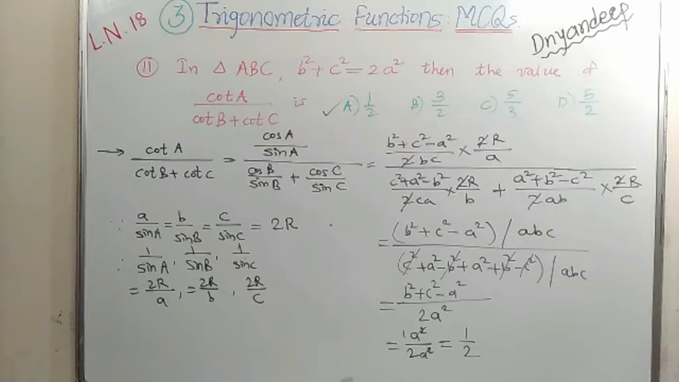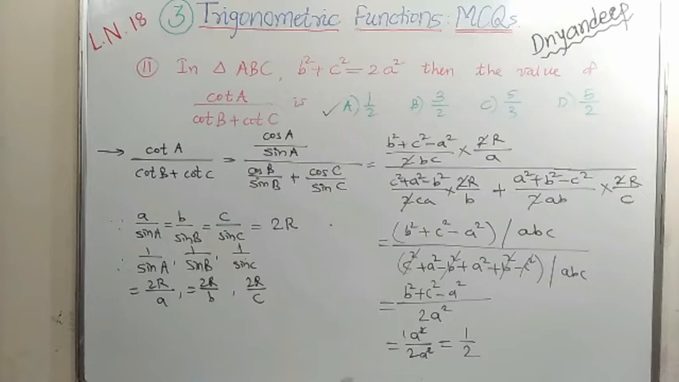Now from the numerator and denominator, that 2 gets cancelled in each term. Therefore we get (b² + c² − a²) upon abc, whole divided by (c² + a² − b²) from the first term of the denominator, and plus (a² + b² − c²) from the second term of the denominator, and all these are divided by abc. So the denominator of the numerator and the denominator of the denominator both are abc, so they get cancelled.